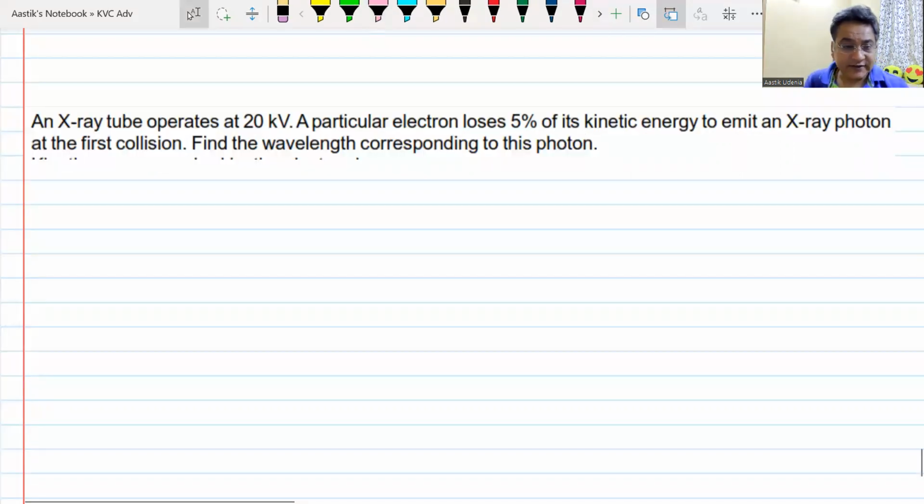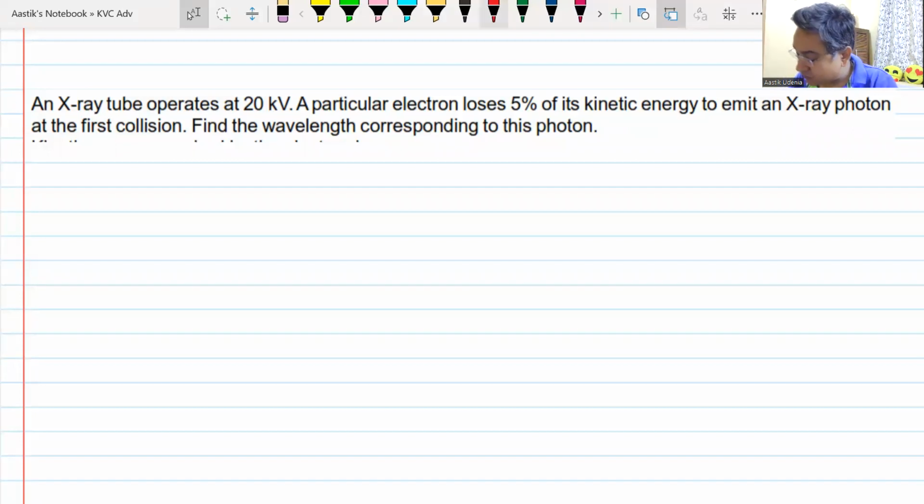Next one. An X-ray tube operates at 20 kilovolt. A particle, an electron, loses 5% of its kinetic energy to emit an X-ray photon at the first collision. Find the wavelength of this photon. I'll give you a minute to do this.